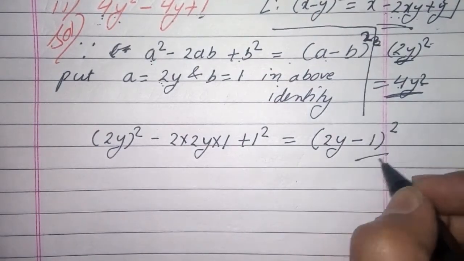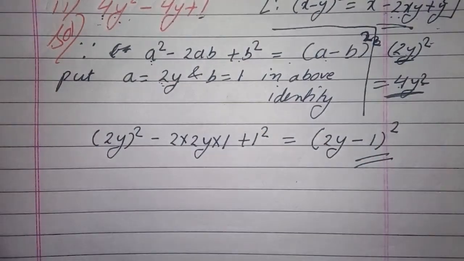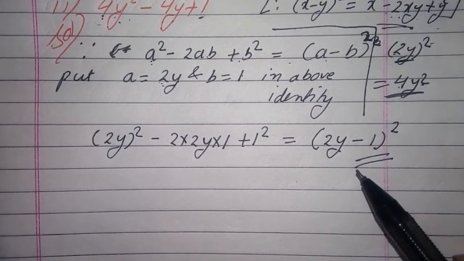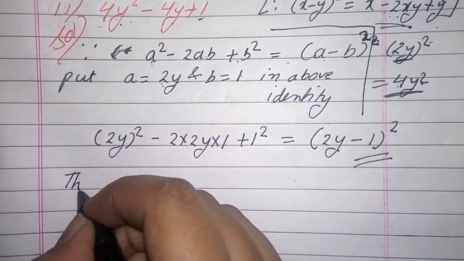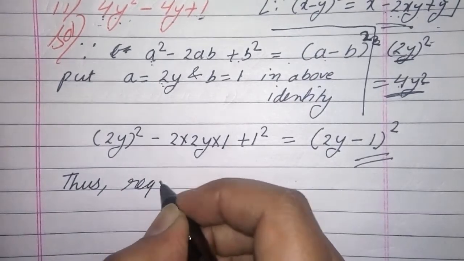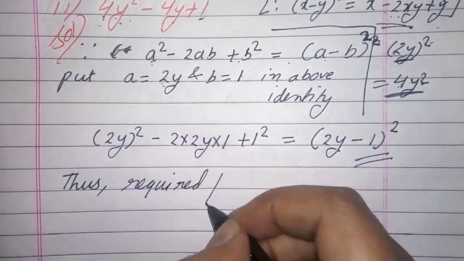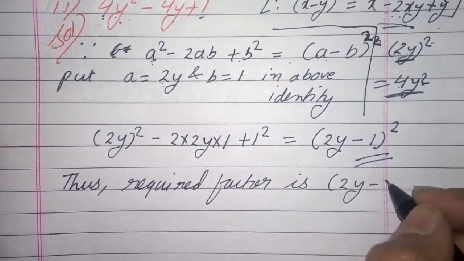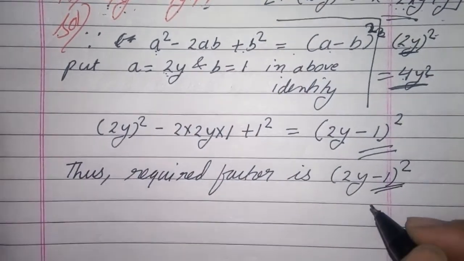So this is the factor of the second polynomial, 2y minus 1. That's it, just like the first part. Thus the required factor is (2y minus 1) whole square, that is (2y minus 1)(2y minus 1).